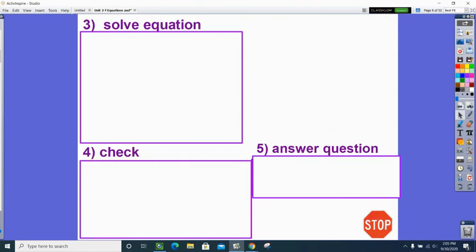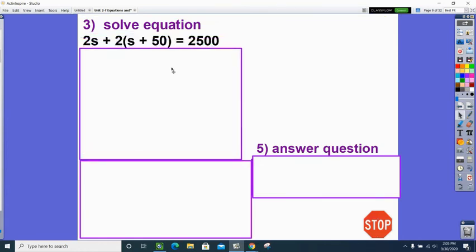So I'm going to click to a new slide. I'm going to ask you to solve this equation, check it, and please answer the question. We'll come back, make sure you understand, and that is sort of the end of our presentation for today.